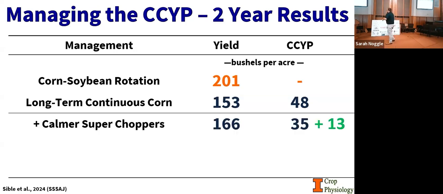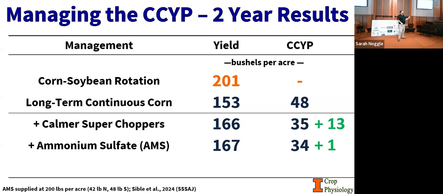We added the super choppers, really sized the residues up. That was worth 13 bushels in the no-till scenario. This is the average of 2 years that we did this work. Adding the ammonium sulfate on top of that gave another 1 bushel. If you wanted to not have the sized residue and just spread the AMS, that was worth 8 bushels. So if you're looking at one or the other, AMS alone was 8, but if you put them together, it's that 14 if you add those up.